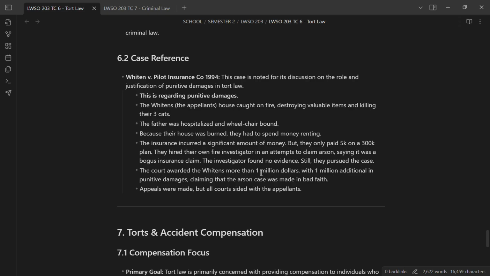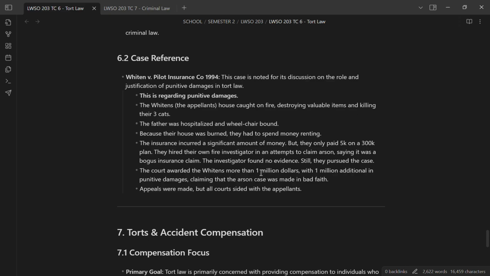It destroyed valuable items and it killed 3 of their cats, which is very sad. The father was hospitalized and he was wheelchair bound, and because their house was burned, they had to spend money renting. The insurance incurred a significant amount of money, but they only paid $5,000 on a $300,000 plan. They hired their own fire investigator in an attempt to claim arson, saying it was a bogus insurance claim and intentional, but the investigator found no evidence.